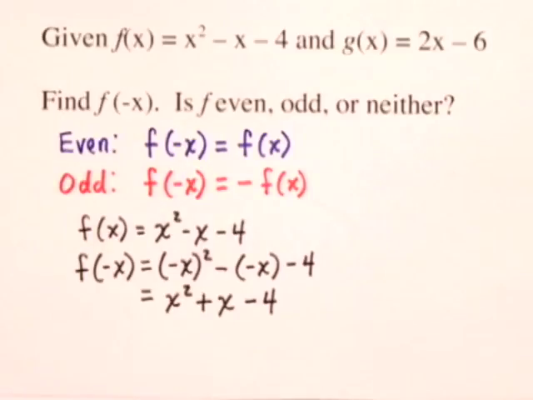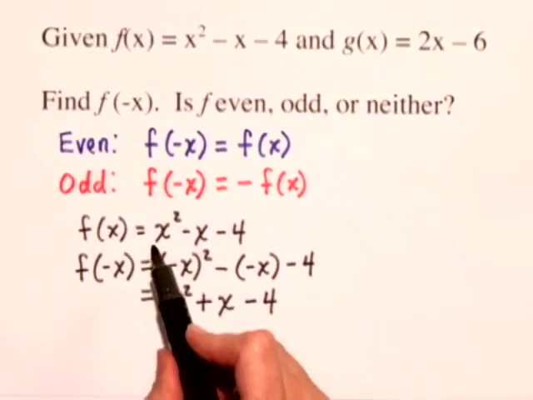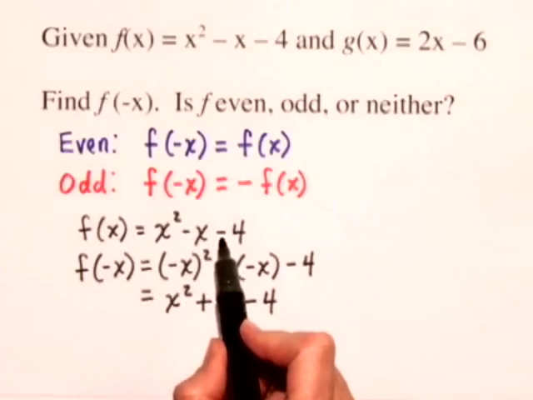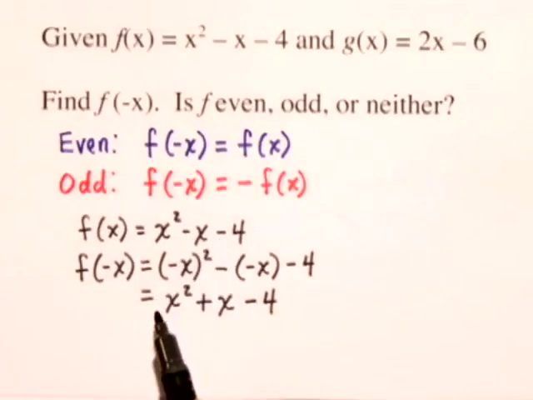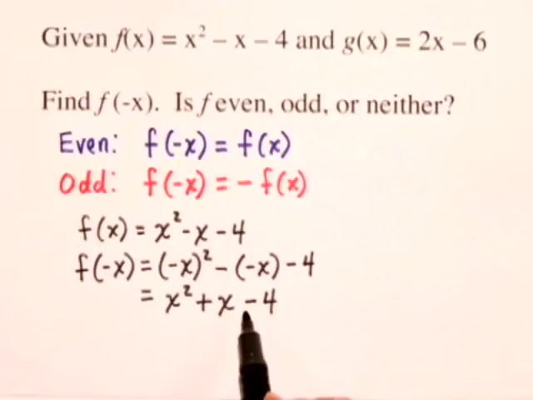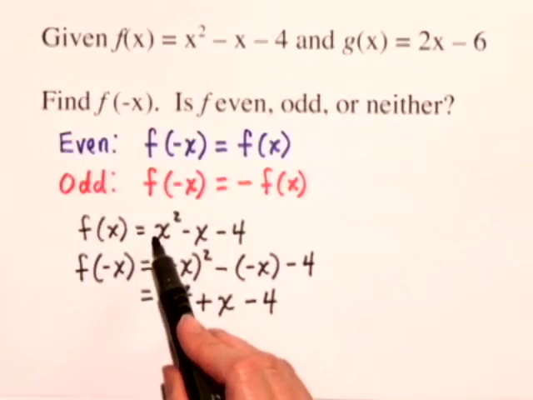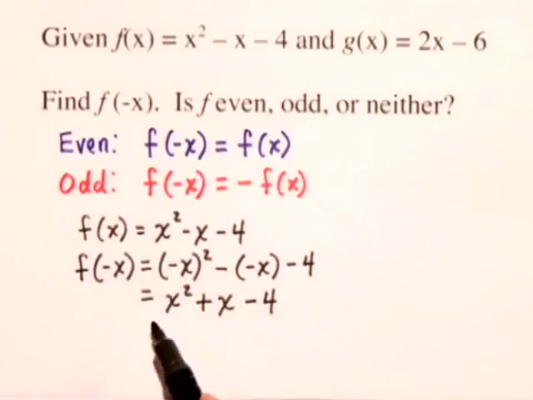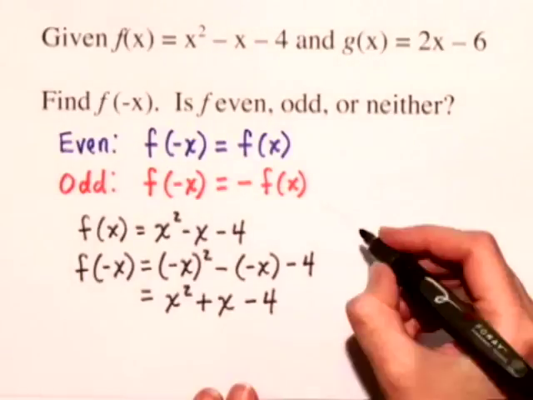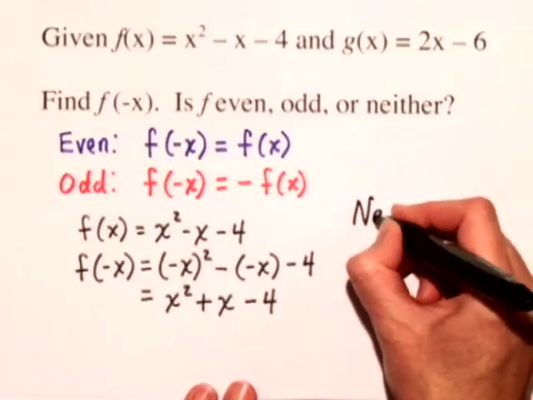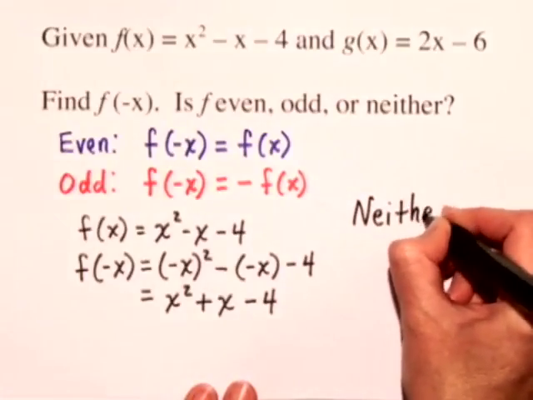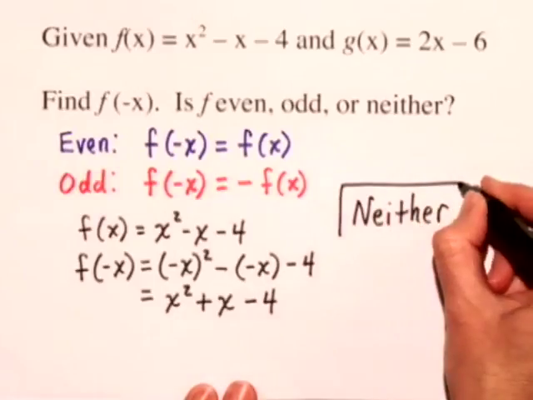Let's ask ourselves, is it an odd function? If it's odd, that means every single term in my original function will have the opposite coefficient in my new function. So x squared is positive here, and it's still positive. So automatically, it's not an odd function either. So therefore, we're ready to answer this question. This function is neither even nor odd.